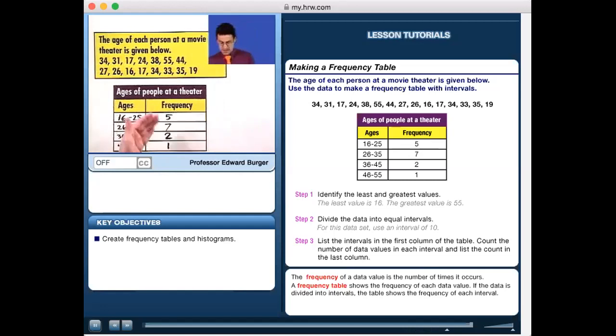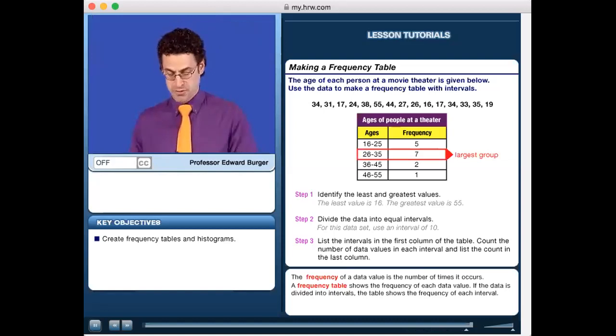So here we get a sense of how the data is clustered together, and we can see that, in fact, we expect to see more people from the age group of 26 to 35, since they seem to be the most popular group.